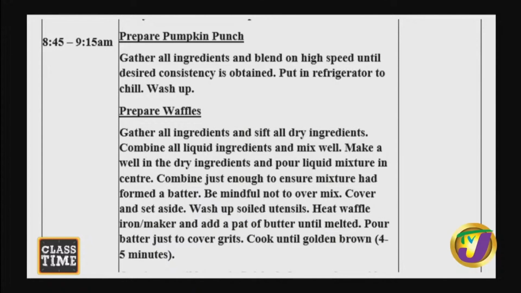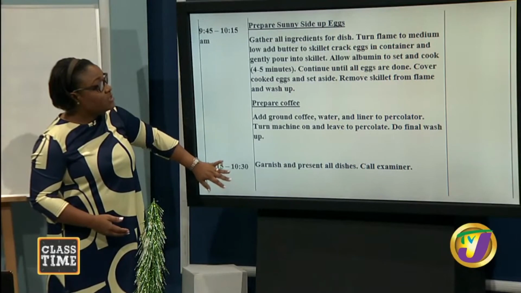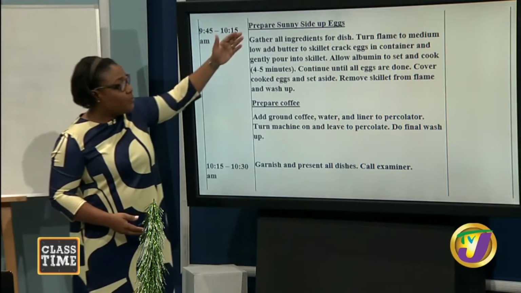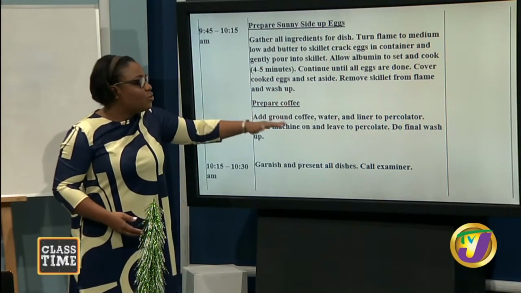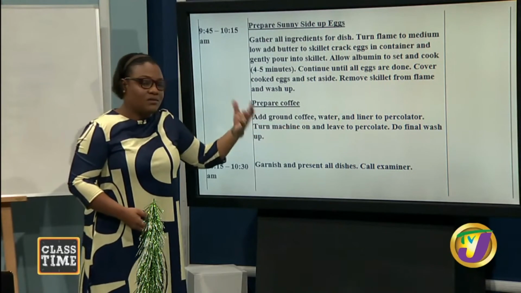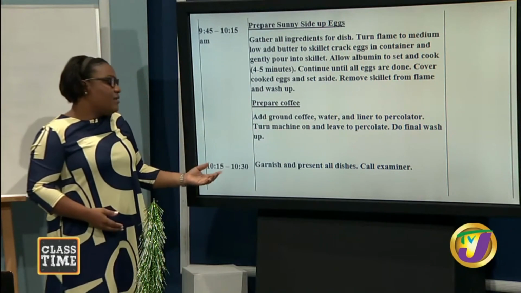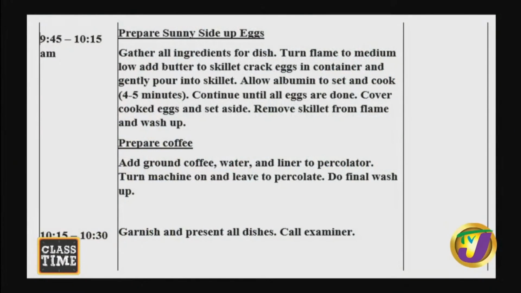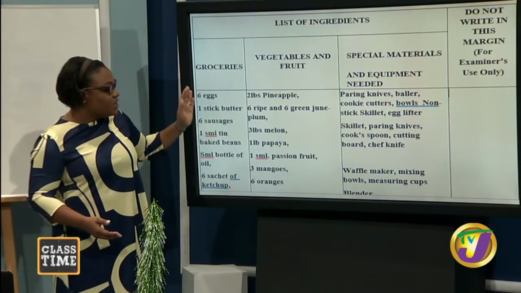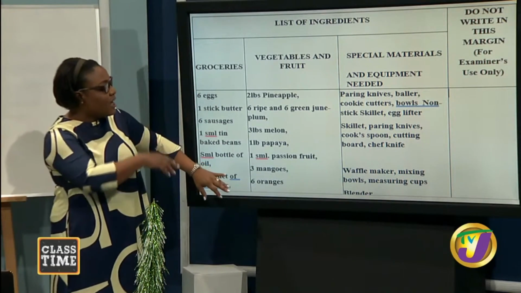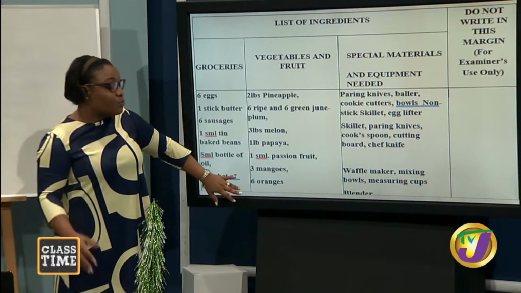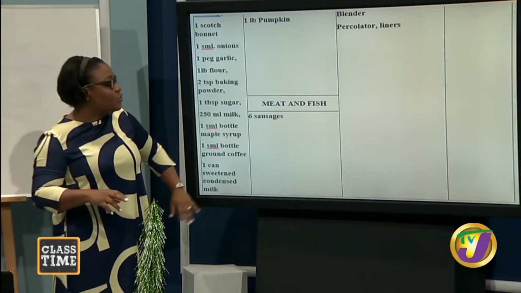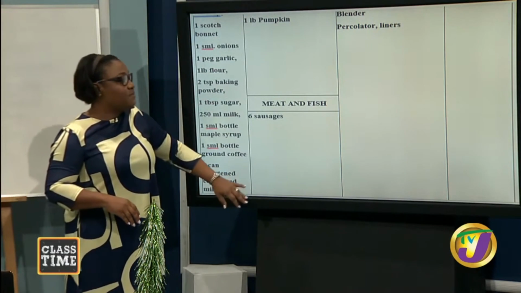Same here. And I just want you to see that we're actually covering everything. Prepare the sunny side up egg. We do the coffee last because we need it to serve hot. And then at the last 15 minutes, garnish and present all dishes. You call your examiner. All right? This is it for your list of ingredients. You just pull everything together and you realize you have it there. Just basically add up everything that you're using. And there you have it.